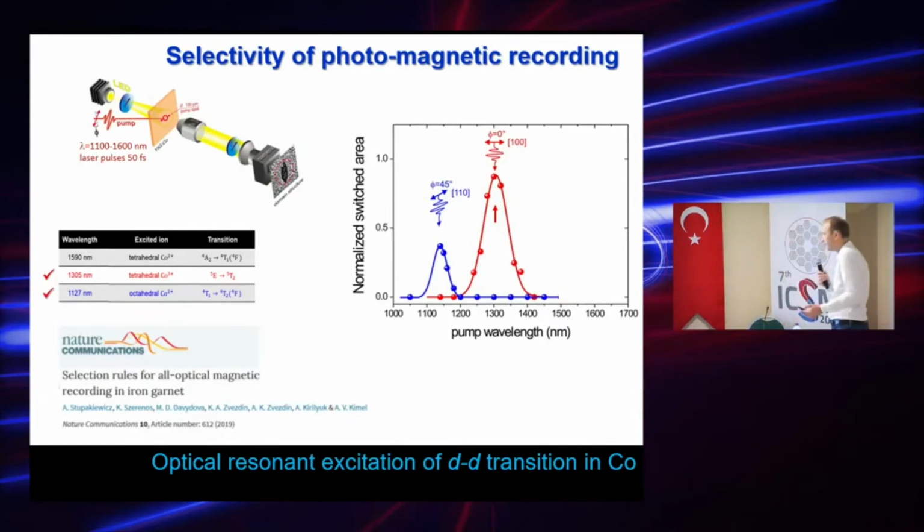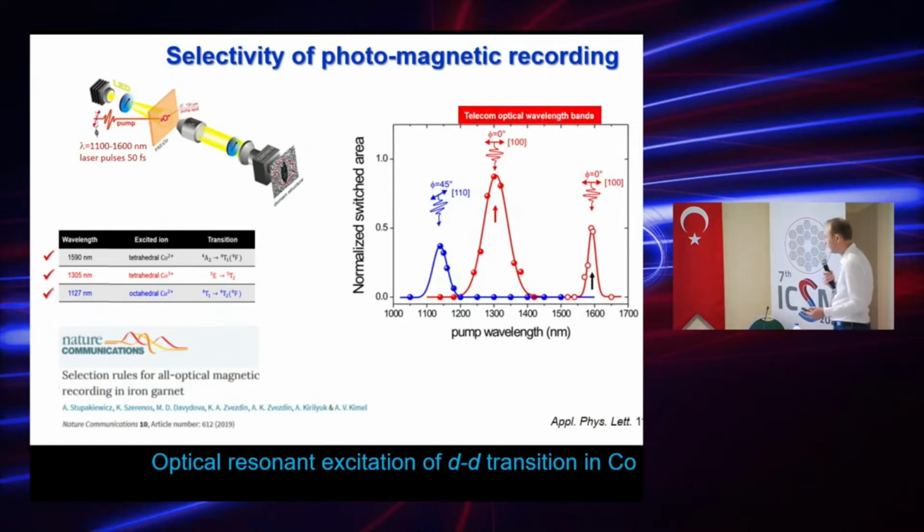This is the resonance behavior, and after increasing the wavelength close to 1.6 micrometers, we observe the next transition. The 1.3 and 1.6 micrometer results are also interesting for application in the telecommunication optical waveband. It exactly corresponds to the O and L bands in the telecommunication waveband.